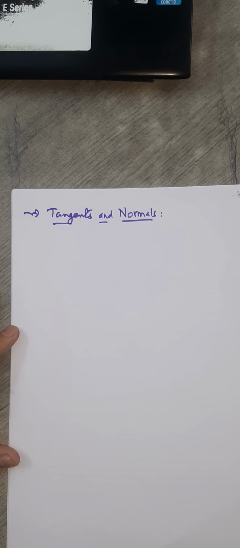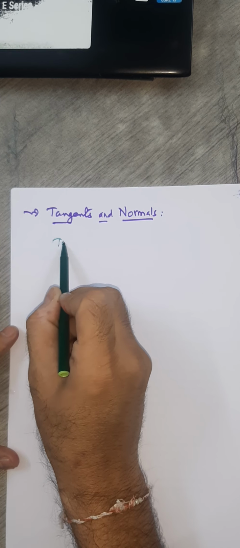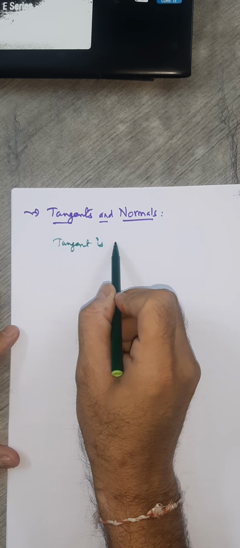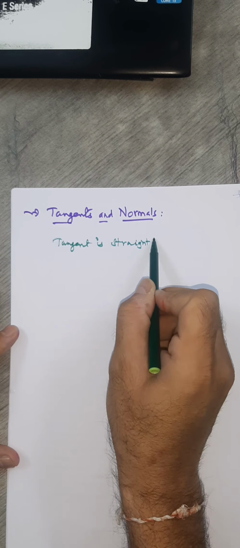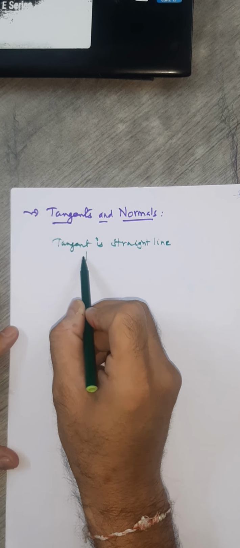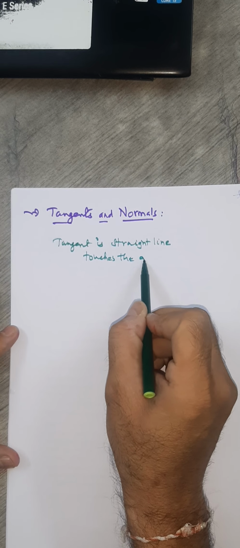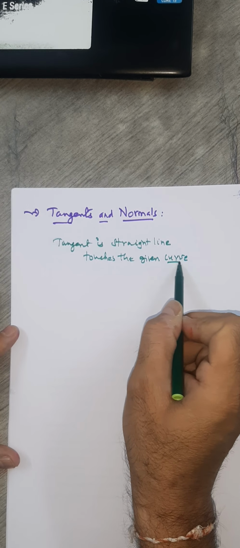So now the next point is about tangents and normals. We know a tangent is a line. In fact, it is a straight line that touches the given curve. We know this. It touches the curve. Curve means what? The graph of a given function.